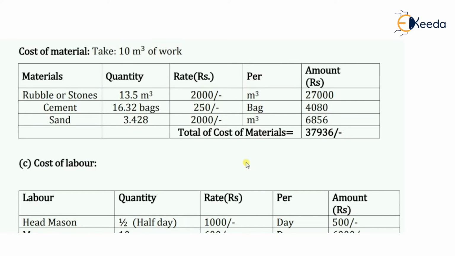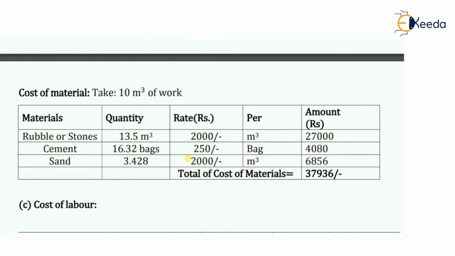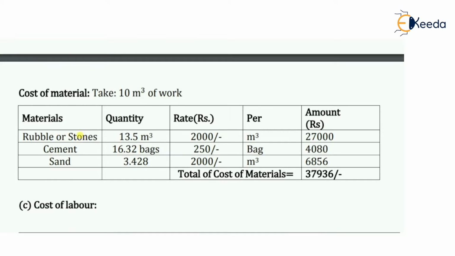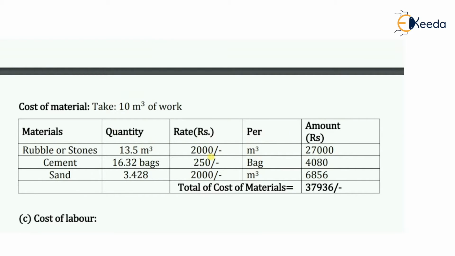Now let's calculate its cost. For that you have to prepare a table like this. For the cost of materials, it will have material, quantity, rate in rupees, per what, whether per meter cube, per bag or per number, and total amount, which will be quantity into rate. I have mentioned here the materials: rubble or stone, cement, sand. We have also calculated the quantities: 13.5 meter cube of stone, 16.32 bags of cement, and 3.428 meter cube of sand. So this is the quantity of various materials.